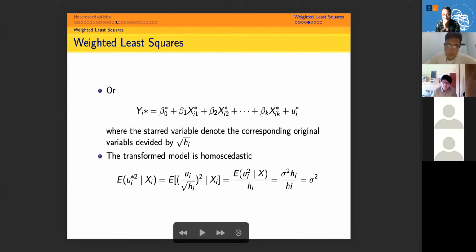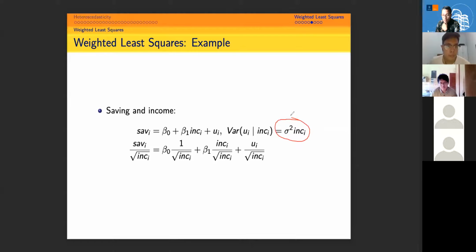Now, one example is the following. Suppose that you have savings and income, and you assume that the heteroskedasticity is driven by the income variable, and it's driven linearly. So what you need to do is transform the equation by dividing it by the square root of income. So you're going to regress the transformed savings on the transformed income.